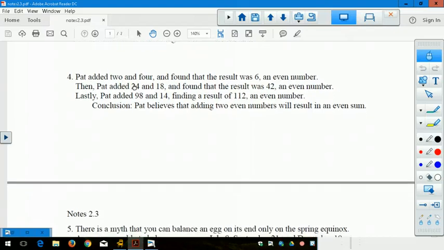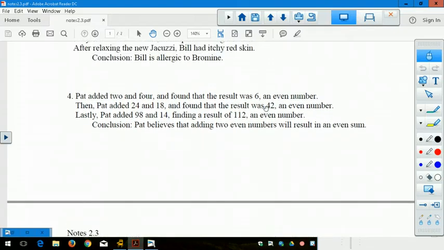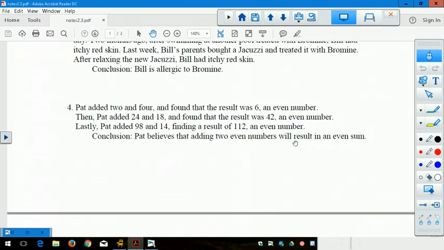Last one, Pat added 2 and 4 and found that the result was 6, an even number. Then Pat added 24 and 18 and found the result was 42, an even number. Lastly, Pat added 98 and 14, finding a result of 112, an even number. The conclusion is that Pat believes that adding 2 even numbers will always result in an even sum. Is this inductive or deductive reasoning? Well, it wasn't told to us about evens, this conclusion is drawn on Pat's observations. Therefore, this is inductive reasoning.